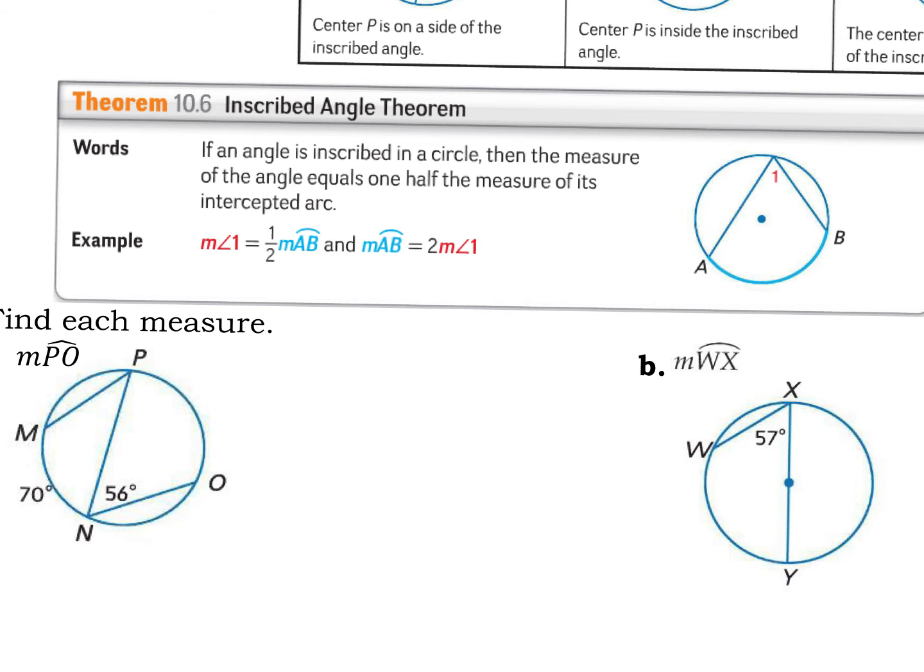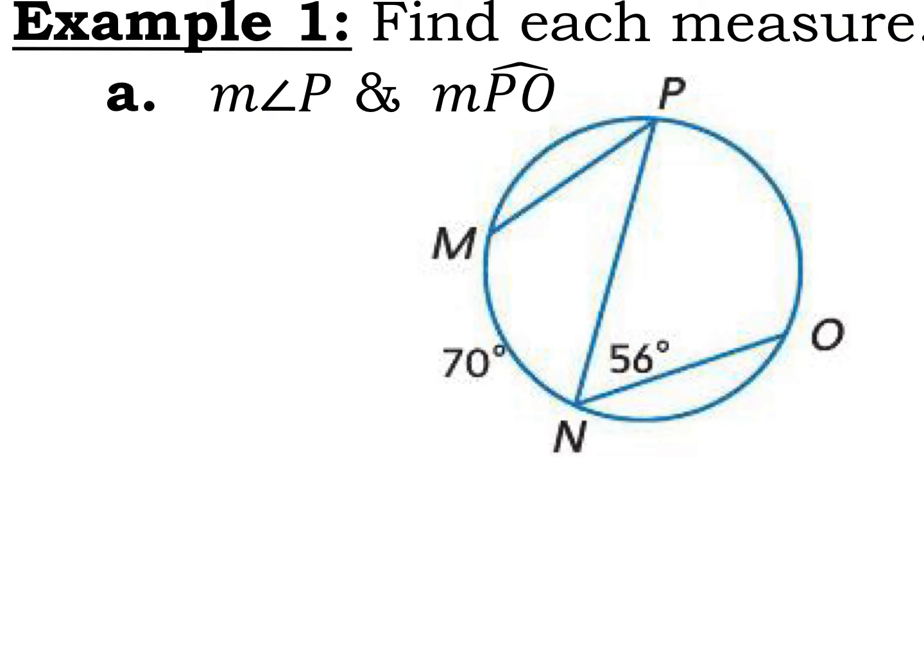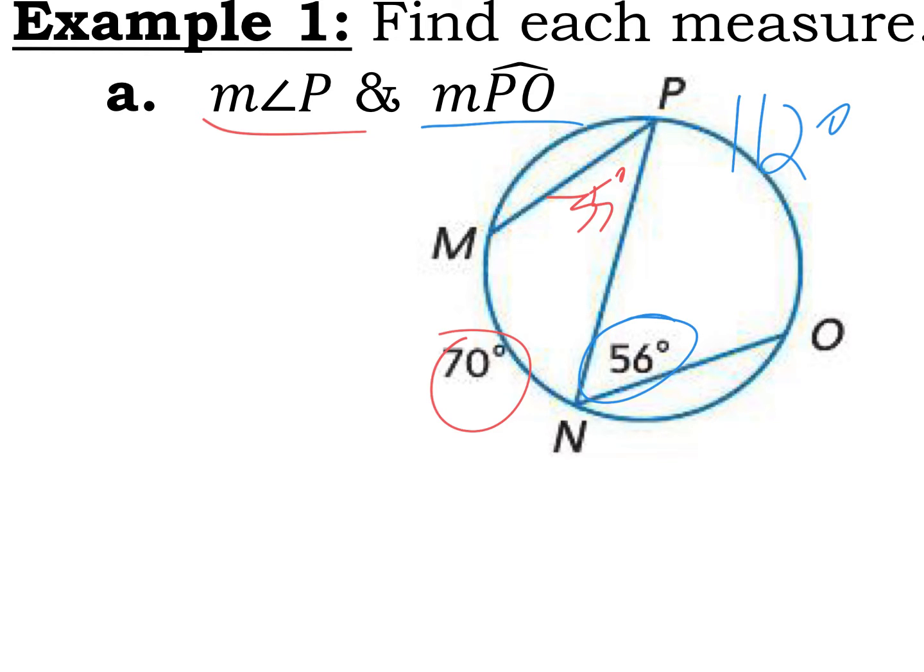So in my first example here, I'm looking for measure of angle P, and you see the intercepted arc of 70. That means angle P will be half of that, so angle P will be 35 degrees. And then I'm looking for arc PO. Well, 56 is the inscribed angle, and it is eating arc PO, so you're going to double it, and it's going to be 112 degrees.